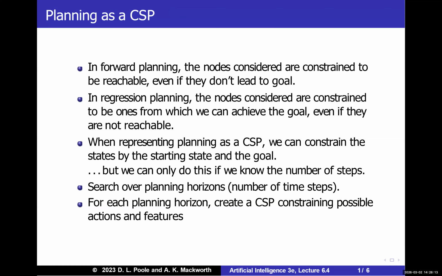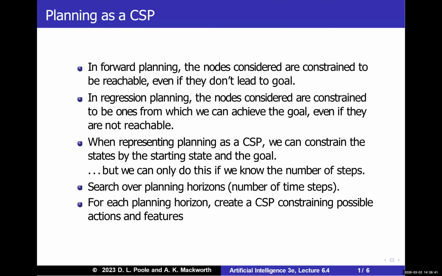Now we move to a different formulation of planning. Instead of treating planning purely as search through a state graph, we can encode it as a constraint satisfaction problem. In forward planning, we only consider states that are reachable from the initial state. In regression planning, we only consider states that can lead to the goal. In the CSP formulation, we constrain both simultaneously.